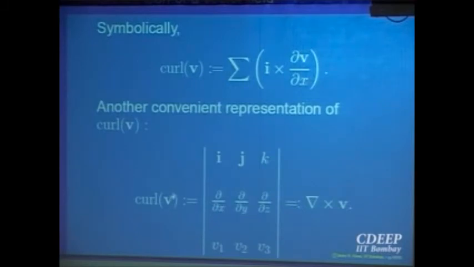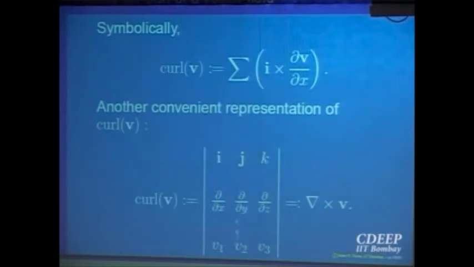So for the curl of v, we want to find the components. So i, j and k; this is a differential operator: partial derivative with respect to x, partial derivative with respect to y, and partial derivative with respect to z. v has components v1, v2, v3. So consider this determinant and expand. What will it give you? i times partial derivative of v3 with respect to y minus partial derivative of v2 with respect to z. That will be the first component.